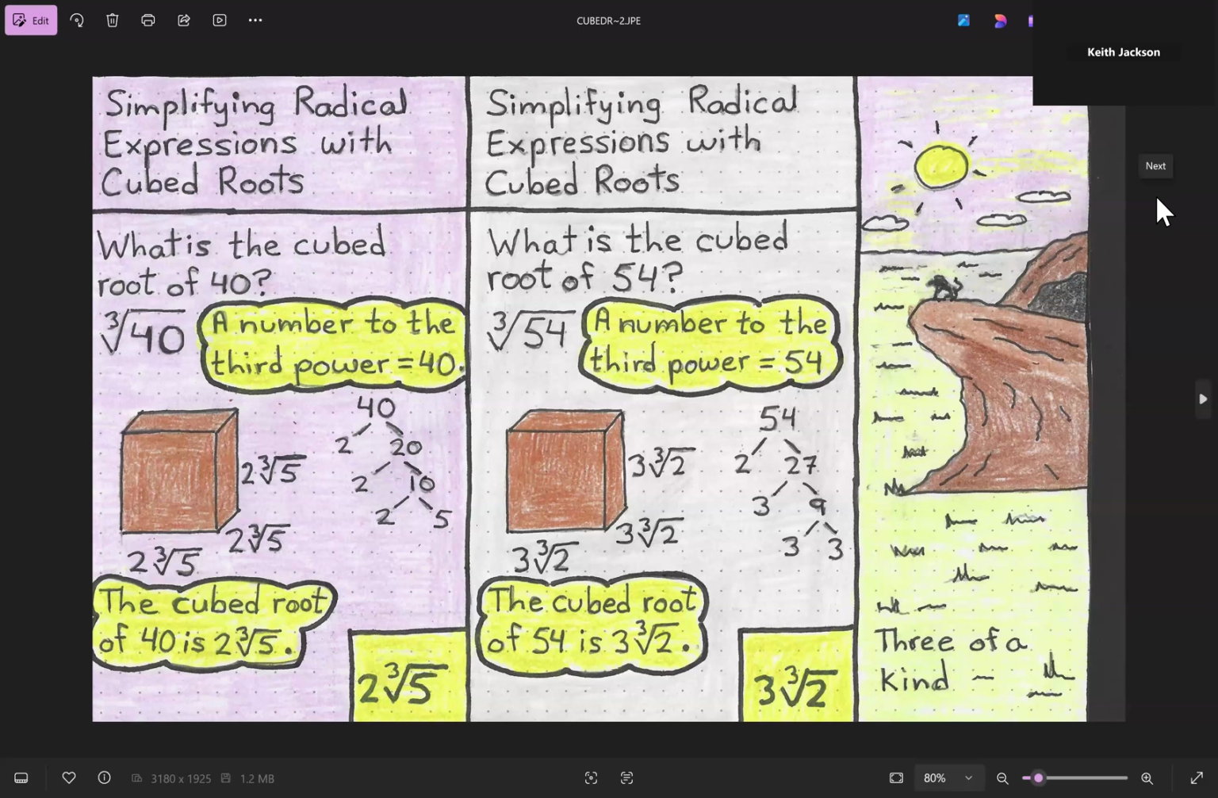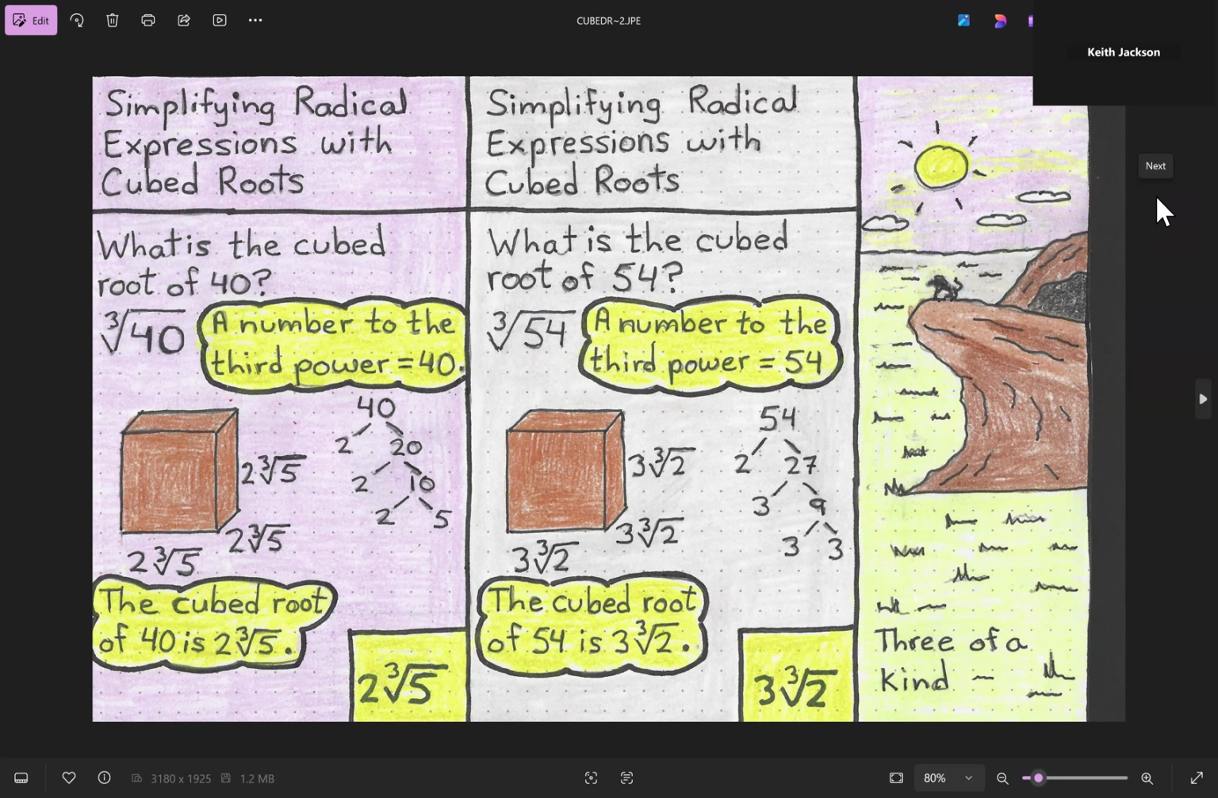In this video, we're going to continue our study of how to simplify radical expressions involving cube roots. But in these two cases, we're going to find the cube root of numbers that don't lend themselves to being perfectly cube rooted. So let's take a look at example one, in which we're going to ask ourselves, what is the cube root of 40?